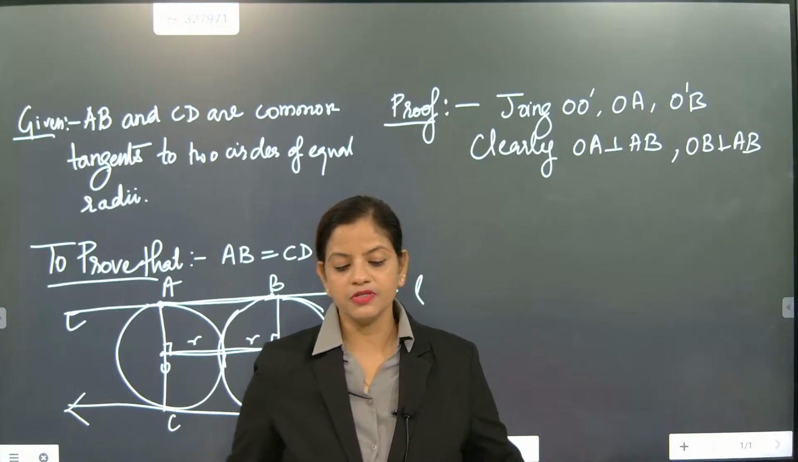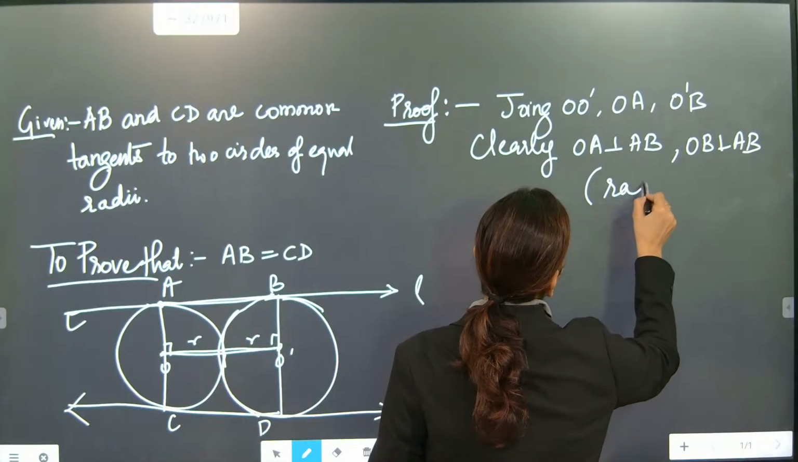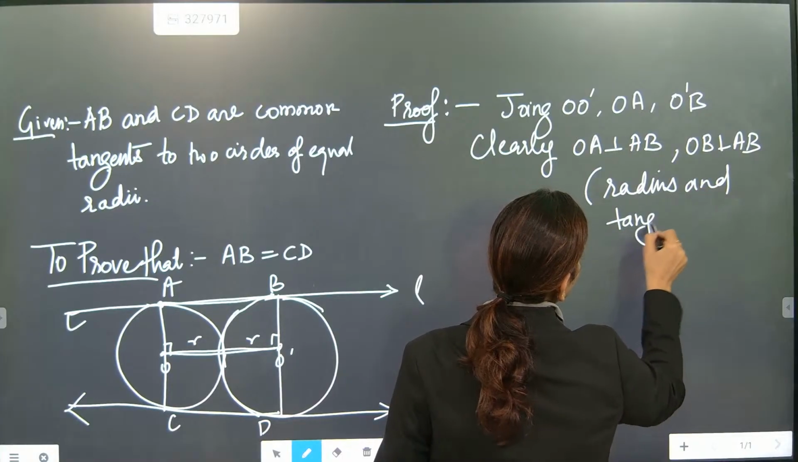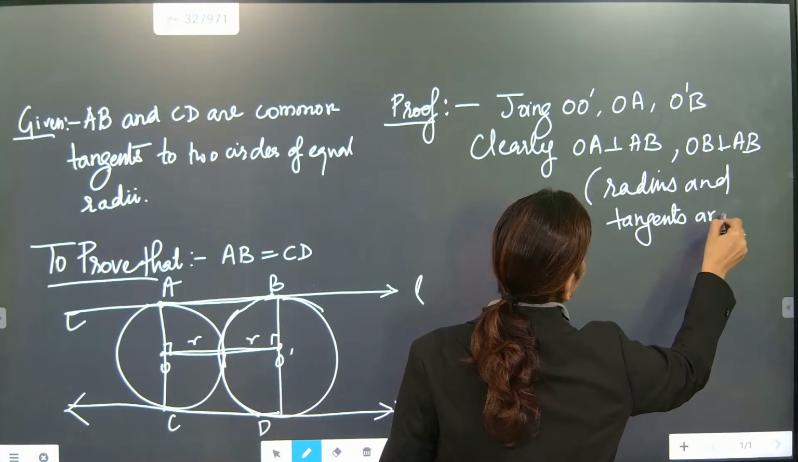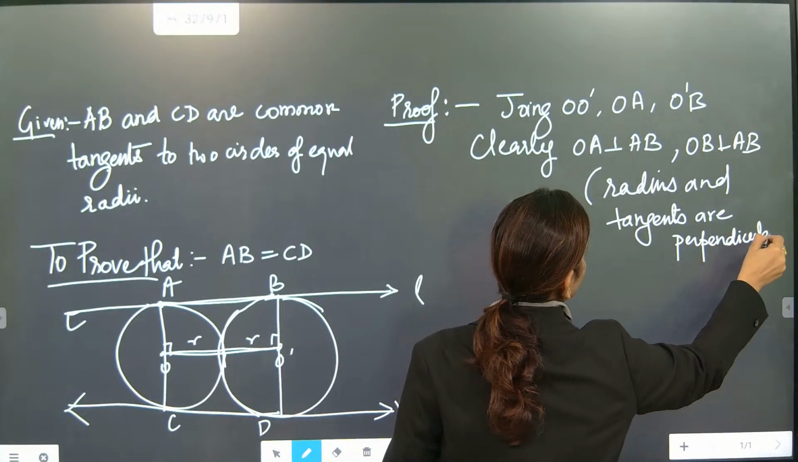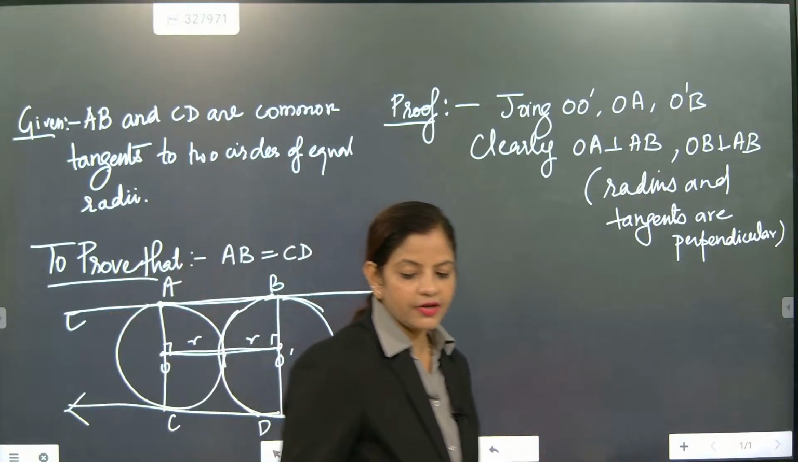If you will disturb me, means you will listen to this type of things only. Remember. So radius and tangents are perpendicular. I hope you might have understood. So radius and tangents are perpendicular.